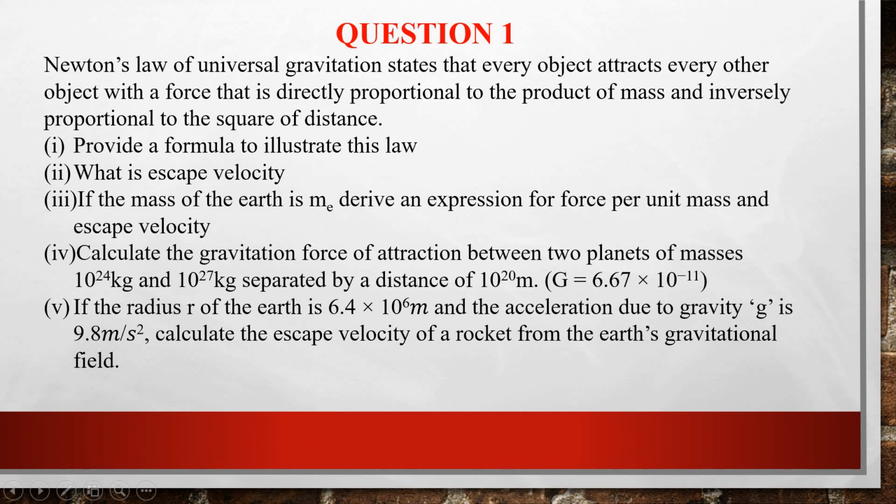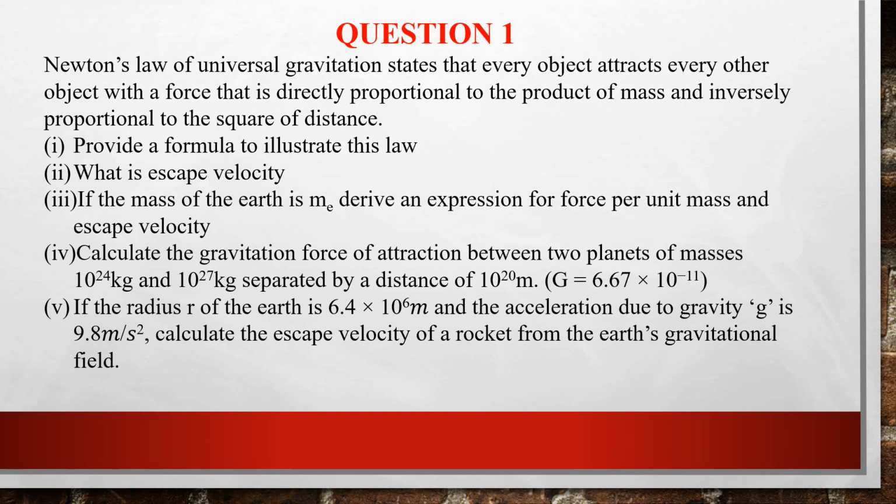Okay, the first question is on Newton's law of universal gravitation and all other related concepts. It says Newton's law of universal gravitation states that every object attracts every other object with a force that is directly proportional to the product of mass and inversely proportional to the square of distance. Part i says provide a formula to illustrate this law.